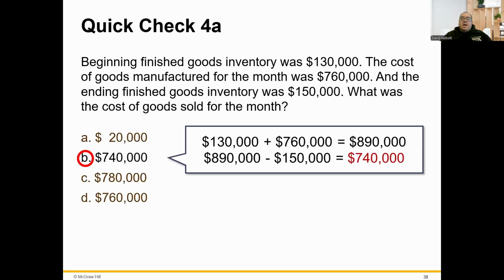And so for that, you're going to take the 130,000, which is the finished goods inventory, and add to that what was manufactured during the month, which was 760,000. So that means that 890,000 was what was available for sale. So you're going to take that total, 890,000, subtract from that the ending finished goods inventory, and you'll come up with how much was sold for the month.